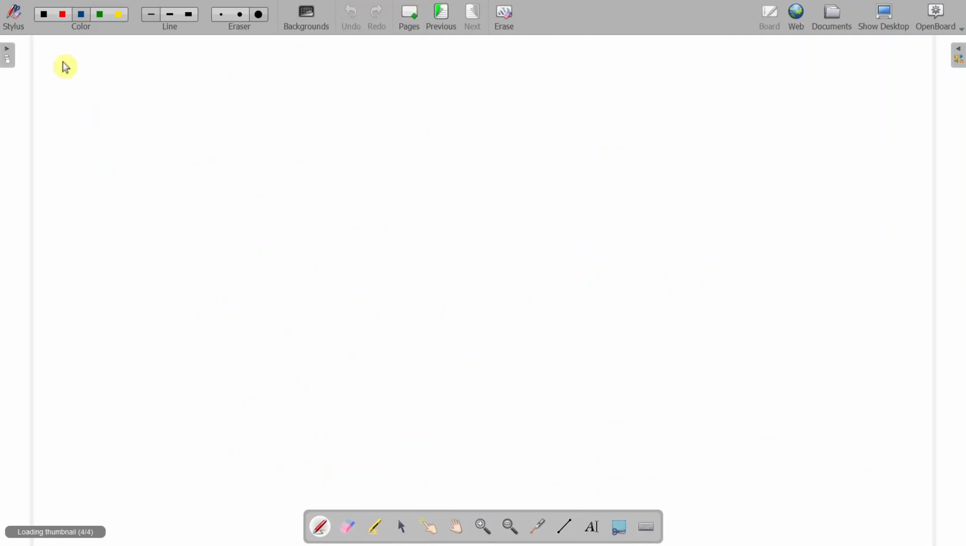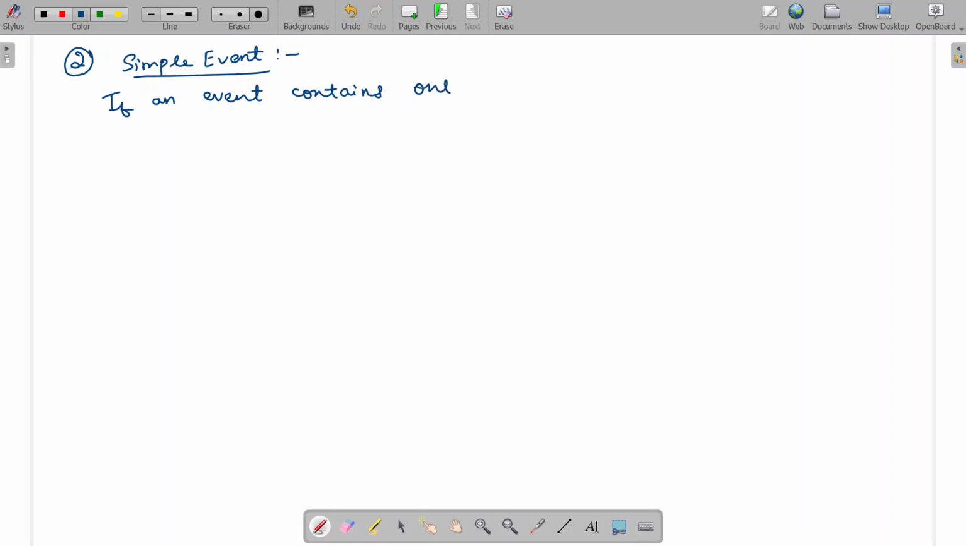So now let us go to the second type of event, which is nothing but a simple event. Simple event means the event which has only one sample point. If an event contains only one sample point, it is called a simple event.